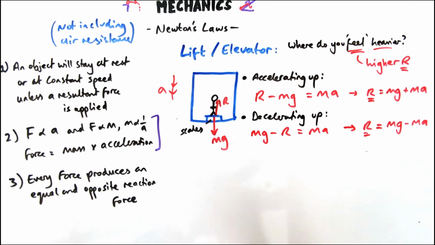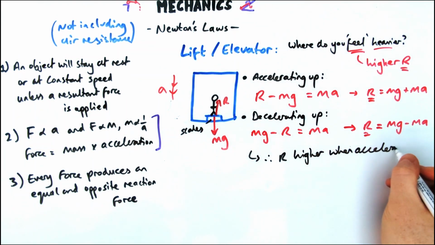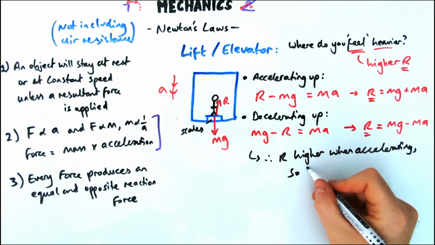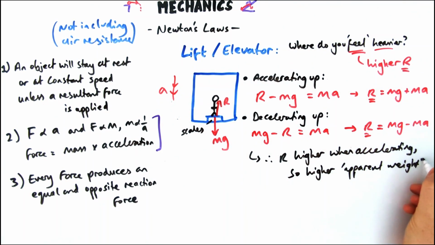Now I'm hoping you guys can see, regardless of what the numbers are in this equation, that R, when it's accelerating upwards, will always be higher, because I'm adding together the two terms, mg plus ma, whereas when it's decelerating, I'm subtracting them.